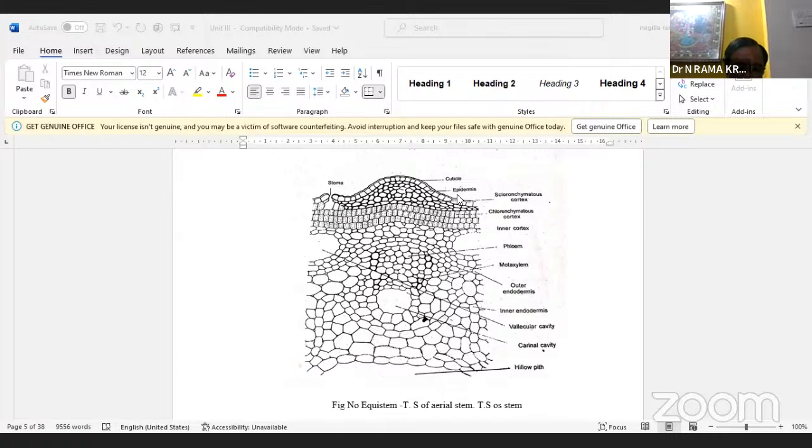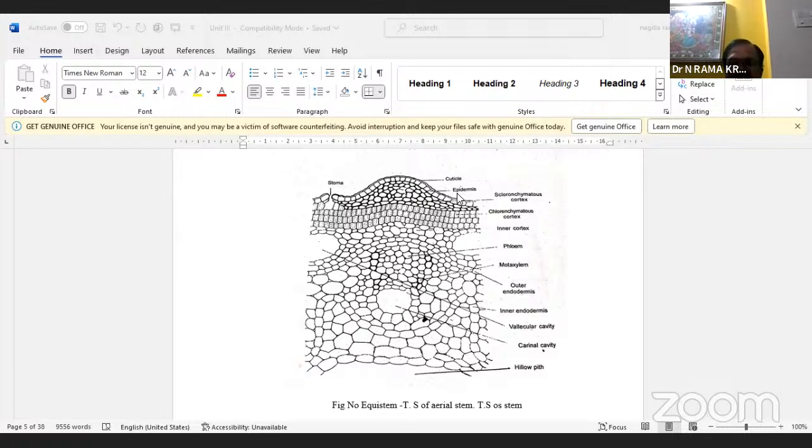Okay, yes. So next, one important point is that in the internode section, this epidermis is deposited with silica. So when you touch it, it is rough. Yes, the silica surface is very rough. So based on that, this is also one type of identification character.